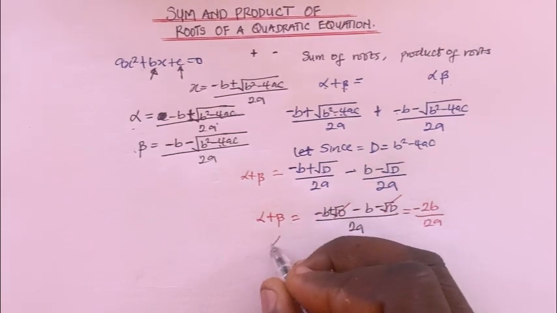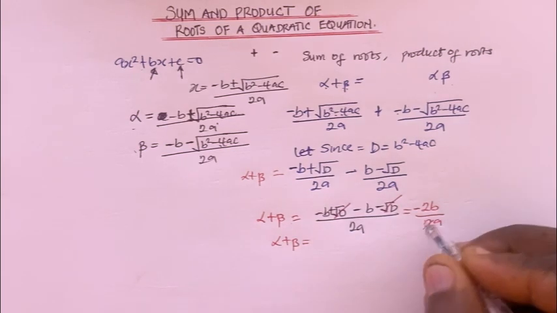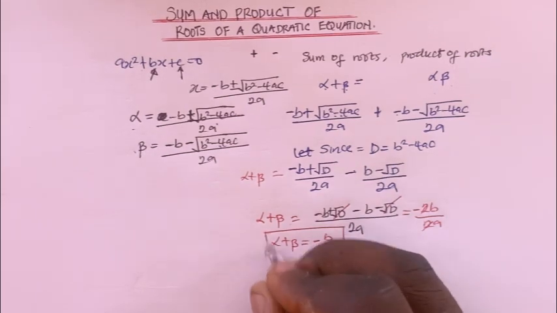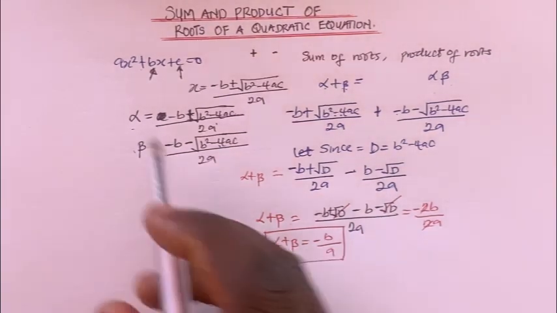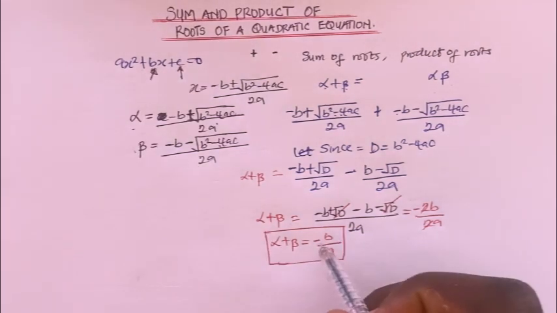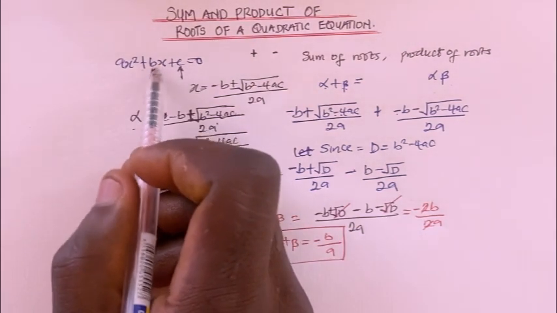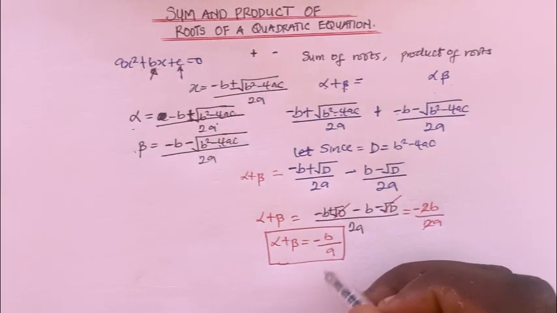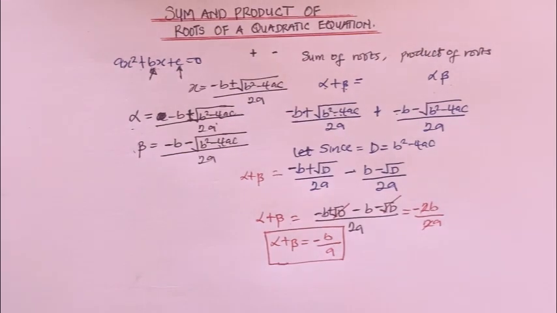So alpha plus beta equals this. The 2 cancels, and I'm going to have minus b over a. So the general expression for the sum of the roots is minus b over a. Whenever we want to solve this kind of question, just know that the sum of the roots is going to be minus b over a. Then let's quickly move to the product of the roots.